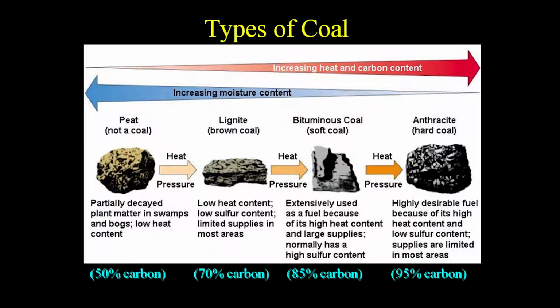Let's now talk about the next non-renewable energy, which is coal. Coal is another carbon-based resource that provides energy and the raw materials to make other products. Coal is formed from buried and compacted plants. There are different types of coal. We have peat, which is 50% carbon, lignite, which is 70% carbon, bituminous, which is 85% carbon, and anthracite, which is 95% carbon.